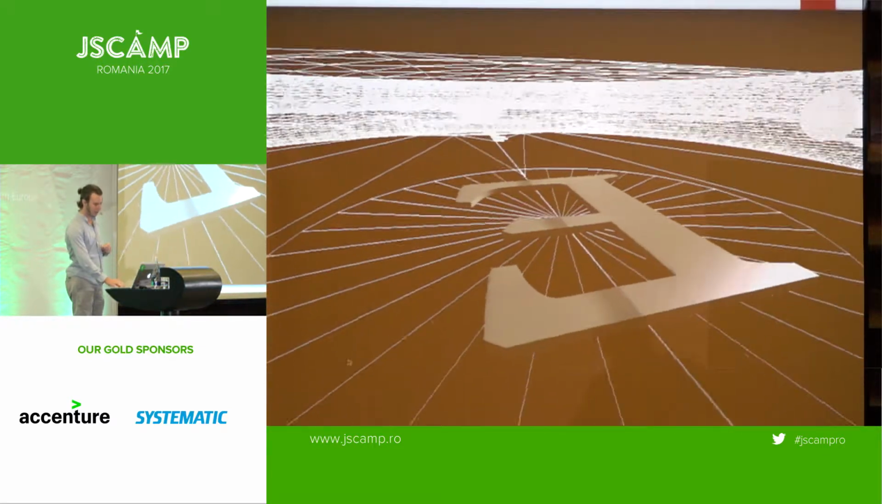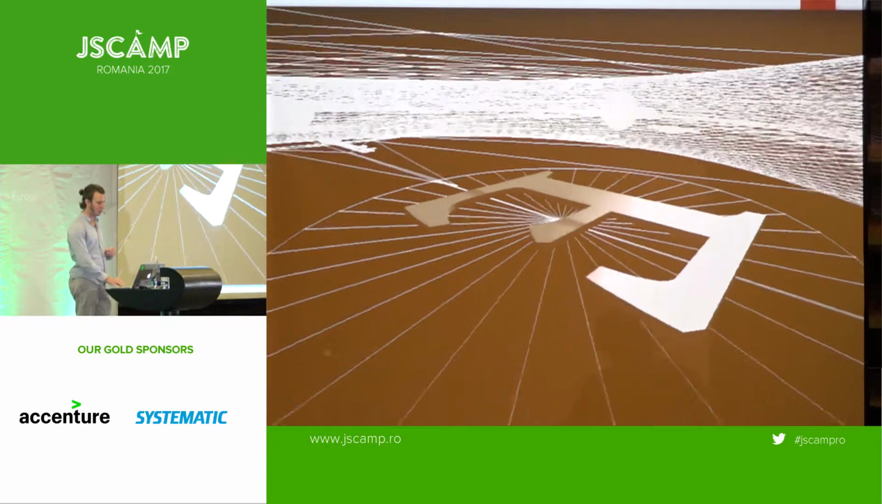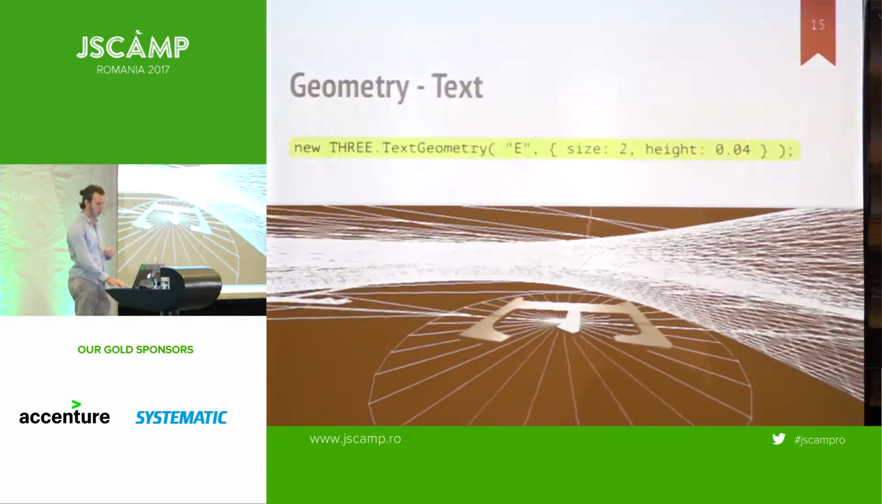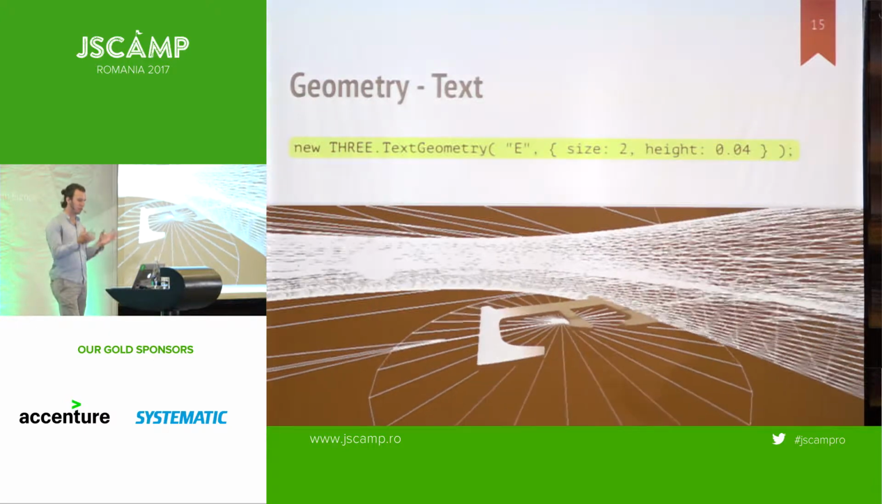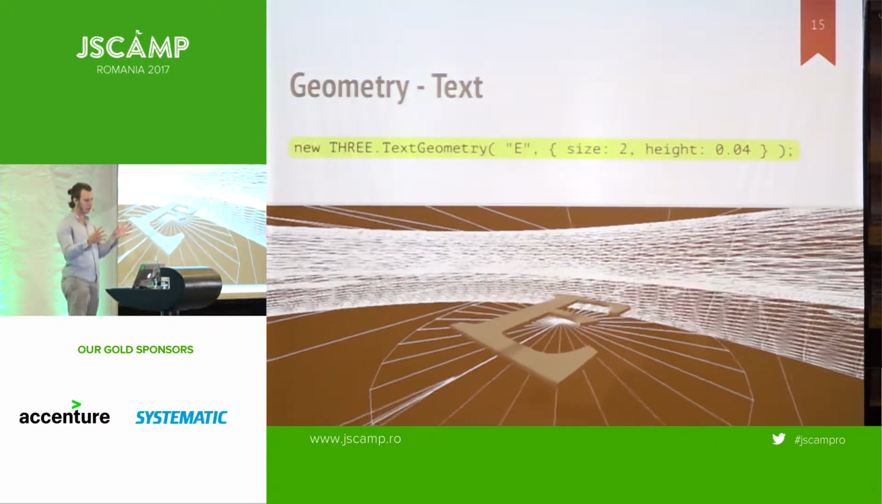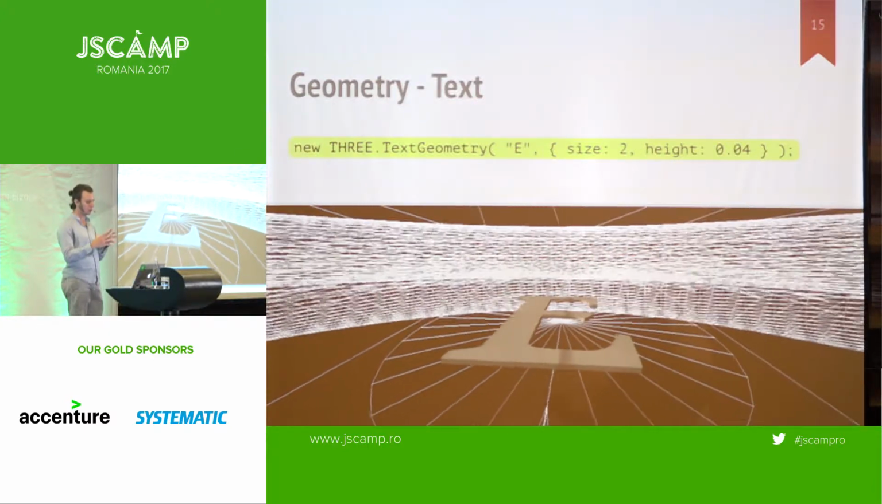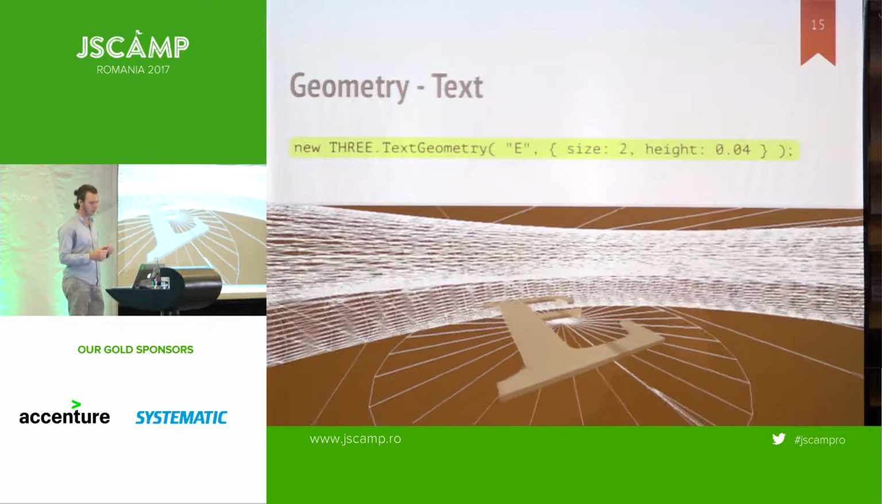And I think finally, we can make a text geometry. This should be pretty self-explanatory. We just supply some text to THREE.js. We say how big we want it to be, and it will create the correct vertices, the correct points that describe an object in 3D for us.